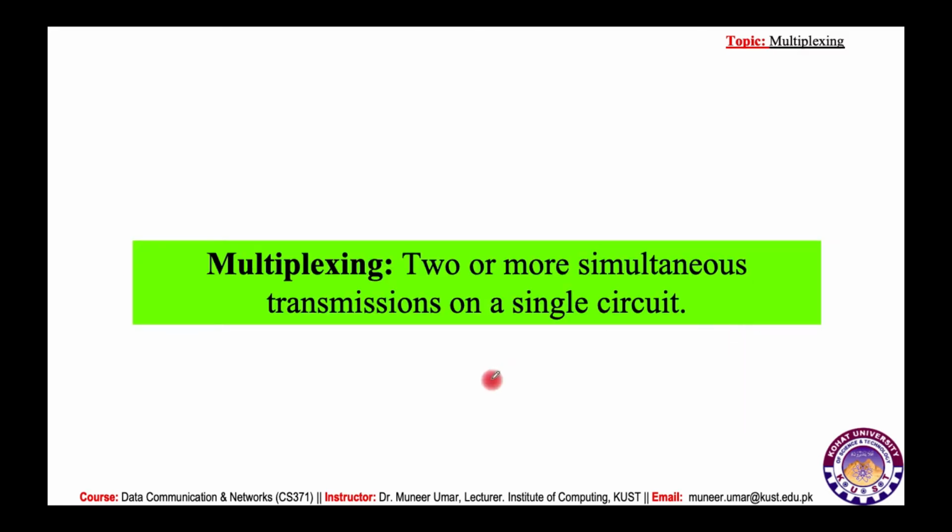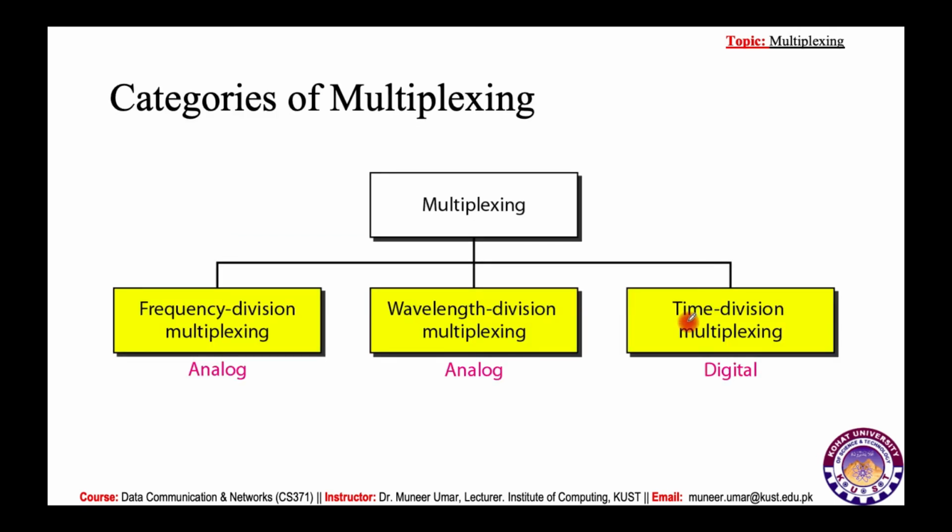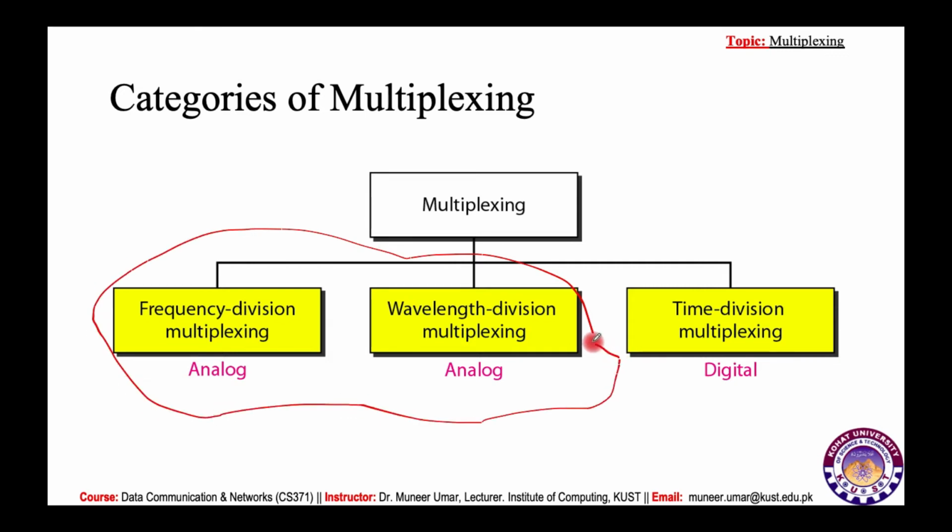Multiplexing: two or more simultaneous transmissions on a single circuit. We can divide multiplexing into three main categories. The first one is frequency division multiplexing, FDM. The second one is wavelength division multiplexing, WDM. And the third one is time division multiplexing, TDM. The first two are used for analog signals. We have already studied the types of signals, and TDM is used for digital signals. TDM is used for digital networks, for our LANs and computer networks, and the other two can be used for any communication system. In this lecture, we will study FDM and TDM. WDM is not in our course, so we will not discuss it.